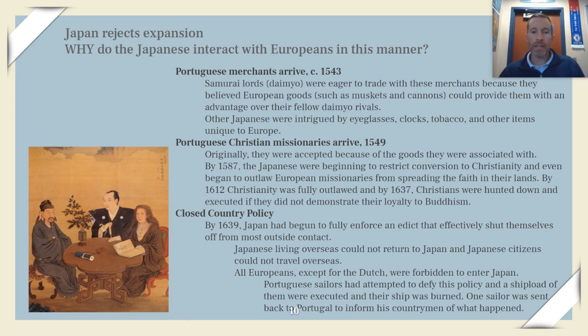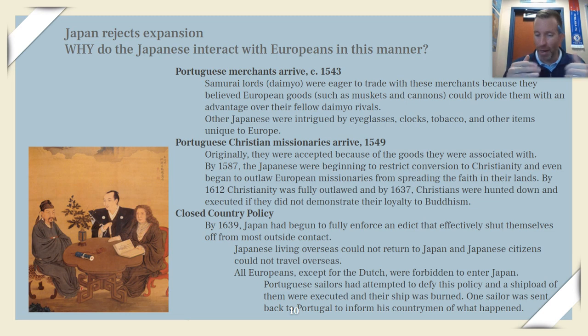And by 1612, Christianity is outlawed. By 1637, Christians are starting to be hunted down and are being forced to demonstrate their loyalty to Buddhism. By 1639, the Japanese have shut themselves off pretty much totally from foreign contact. Japanese people cannot sail overseas. If they are overseas, they're not permitted back. And all Europeans, except for the Dutch, are forbidden to enter Japan.